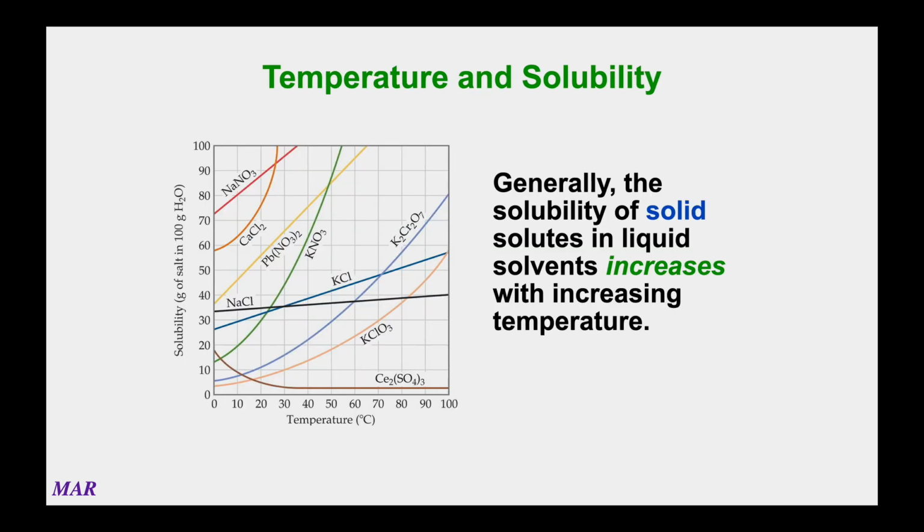Generally speaking, the solubility of solid solutes in liquid solvents will be increasing. And we saw this picture earlier. And again, most compounds, the solubility goes up as the temperature goes up. And that's a generally good rule of thumb. There are exceptions, though. We saw that cerium sulfate thing down below. That would be an example of a compound that actually decreases its solubility with increasing temperature.